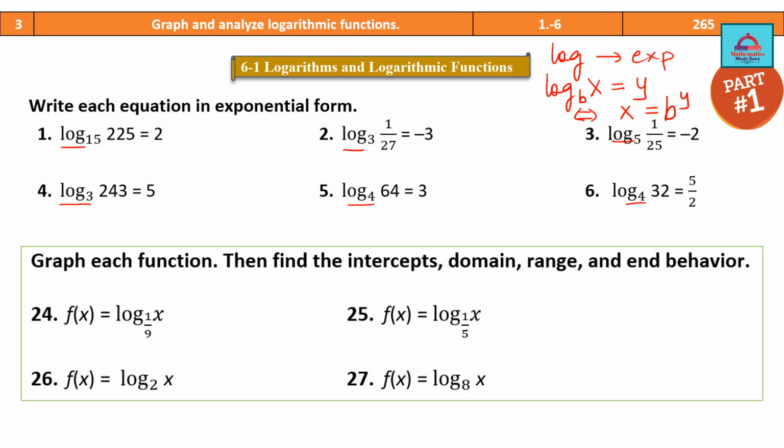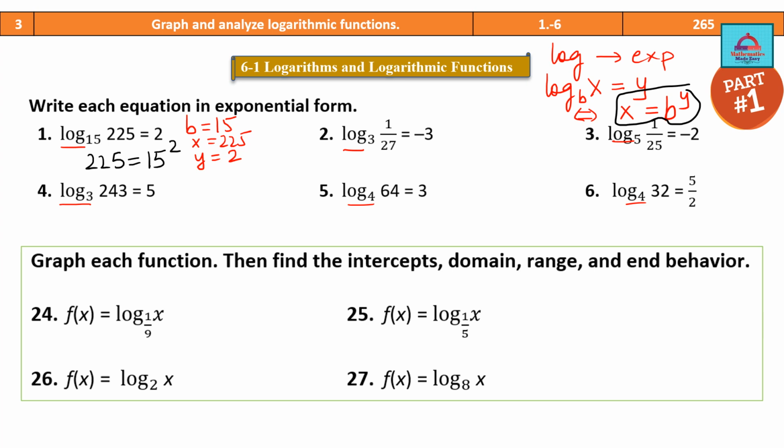So here what is the base? The value of b is 15. The value of x is 225. The value of y is 2. So I'm going to convert it into this form. This is the exponential form that we want. So x is going to be equal to b to the power y. Okay, that's how you convert.